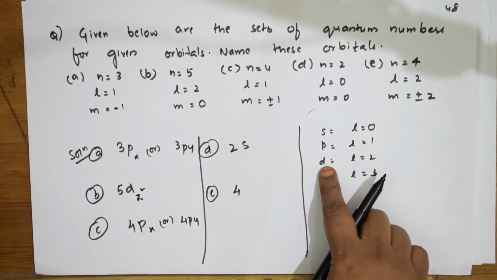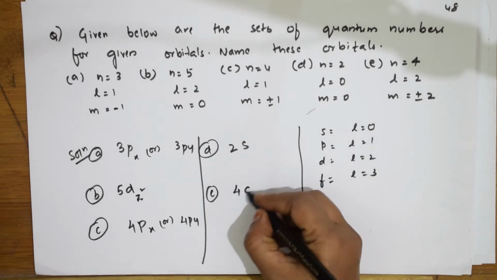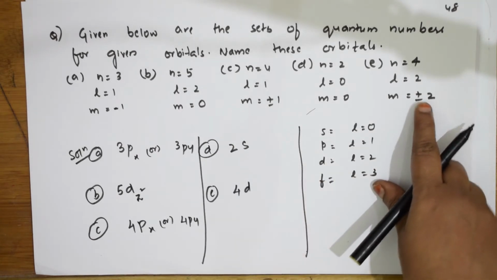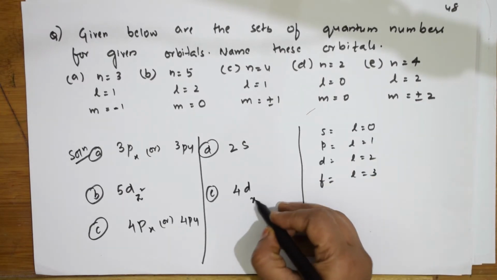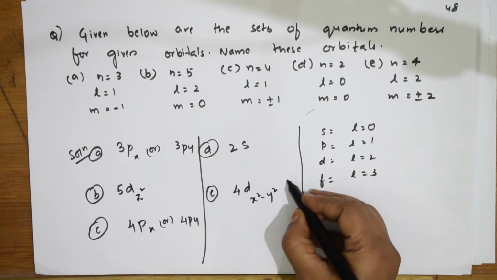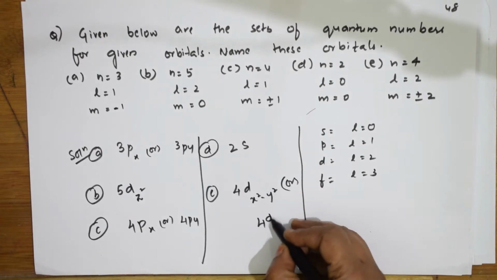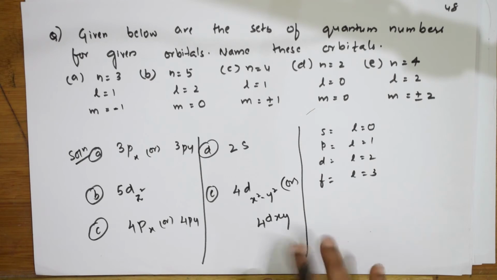L value is 2 means d. But here they said m value is plus or minus 2. Plus or minus 2 means it can be 4d x square y square, or it can be 4d xy. Okay, this is the concept. So hope the concept is clear, students.